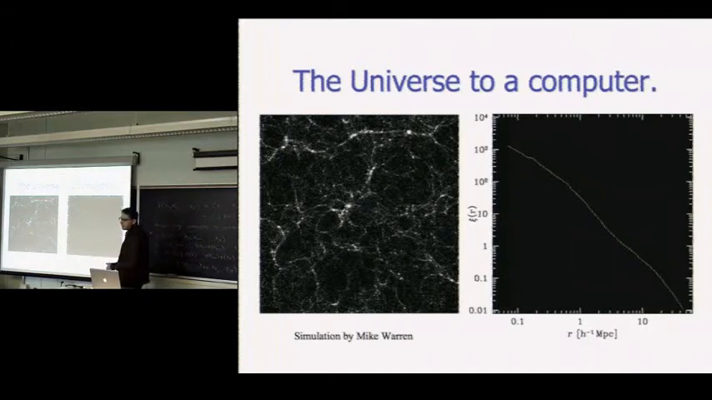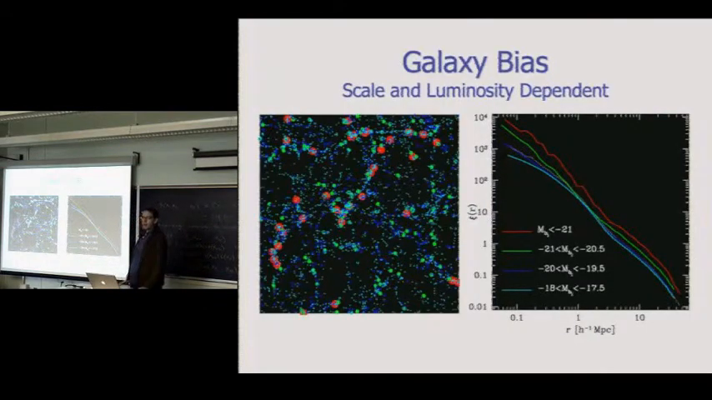And you can try and quantify this mass distribution through something a little more statistical, like the two-point correlation function, given over here, where this is the separation between pairs here and the probability of finding a pair above random here. So this is your universe to your computer, maybe into your laptop these days. However, if you have a telescope, the universe looks quite different.